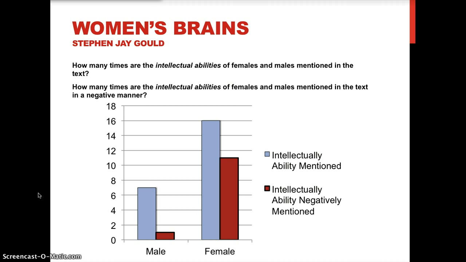As you can see, males' intellectual ability was mentioned 7 times, and only one of those times was it mentioned in a negative manner. Females, on the other hand, their intellectual ability was mentioned 16 times, and they were surprisingly mentioned negatively 11 times. So 11 out of the 16 times they were mentioned at their intellectual ability, it was negative.